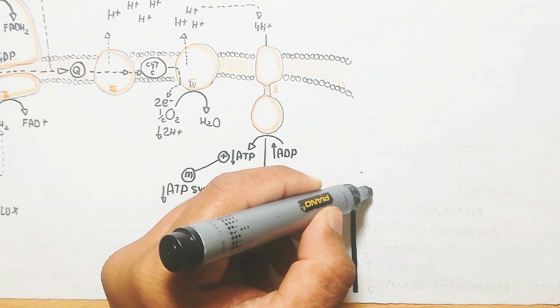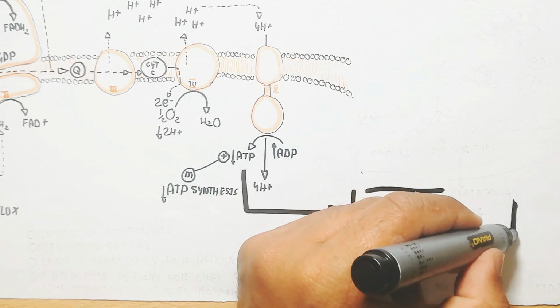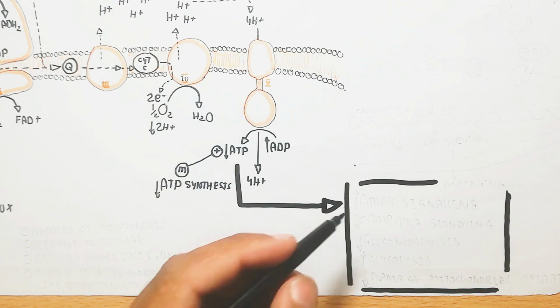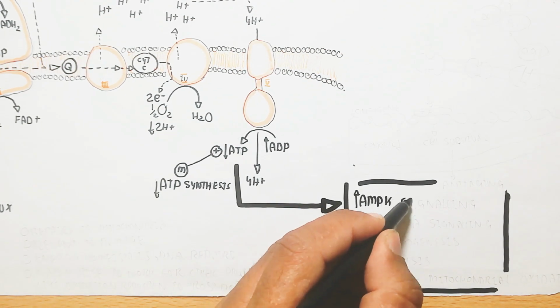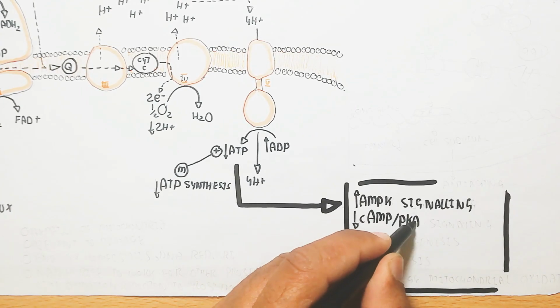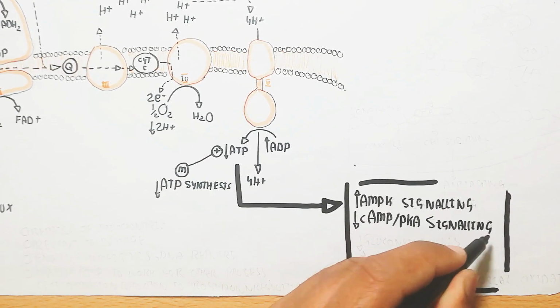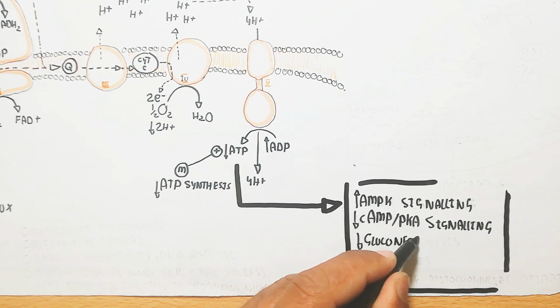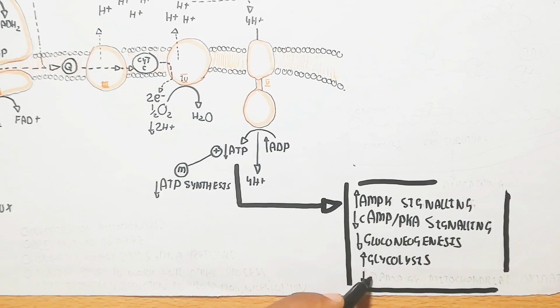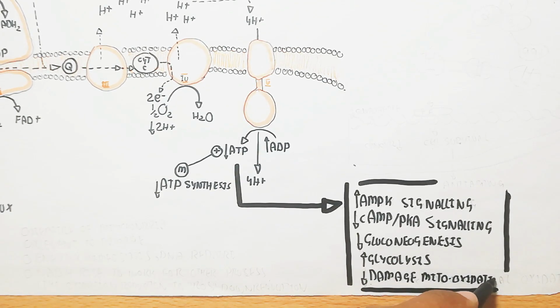In this way, the AMPK signaling will increase, while cyclic AMP, protein kinase A signaling, and gluconeogenesis decrease. So the gluconeogenesis will decrease while the glycolysis will increase, leading to more ATP production, and this pyruvate will basically remain free. And the cyclic AMP and protein kinase A signaling will decrease, but the AMPK signaling will increase while the damaged mitochondrial oxidative stress will be decreased.